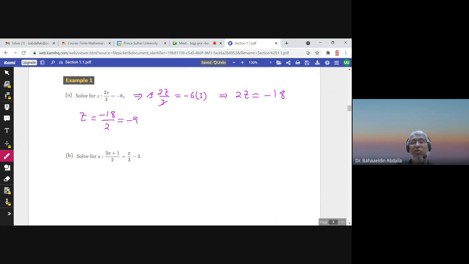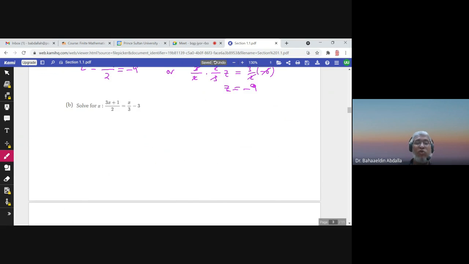Notice that you can solve this equation by multiplying both sides by 3 over 2, because I have 2 over 3 here, 2 over 3 z. So if you multiply both sides by 3 over 2, then 3 cancels with 3, 2 cancels with 2, and I have z immediately. And here 2 with negative 6, this is negative 3, and 3 times negative 3 is negative 9, and you will get the same answer.